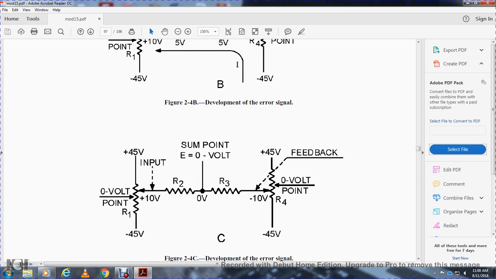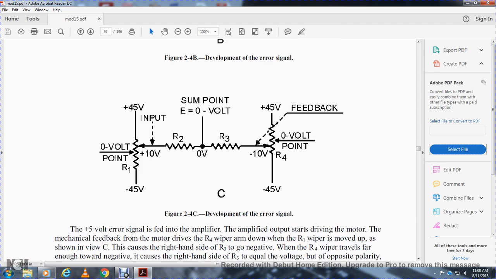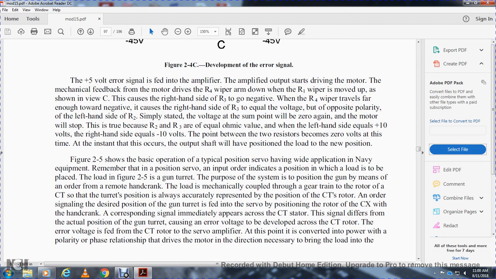The error signal is positive and negative 45 volts, with the input signal at resistor 1 of 10 volts. The sum point between resistor 2 and resistor 3 is 0 volts, and the feedback at resistor 3 is negative 10 volts. The positive 5 volt error signal is fed to the amplifier.